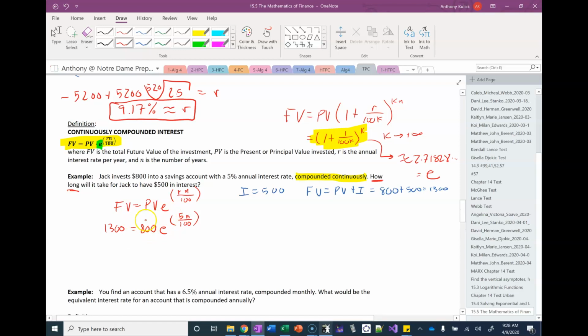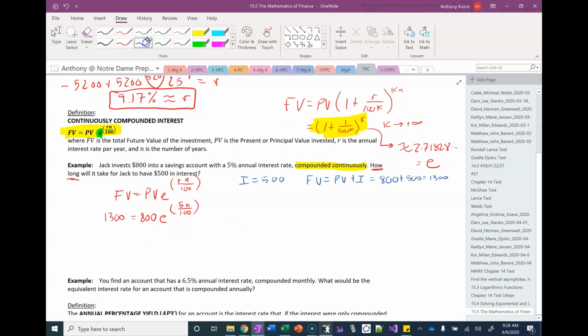So we'll start by dividing both sides by 800 to isolate the exponential part. That reduces down to 13 over 8. And 5 over 100 reduces down to 1 over 20. So we have that over 20.